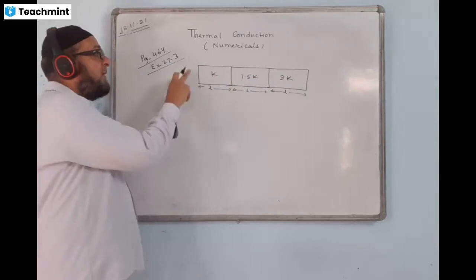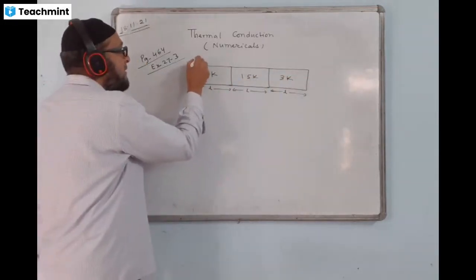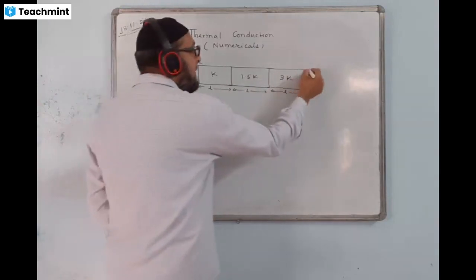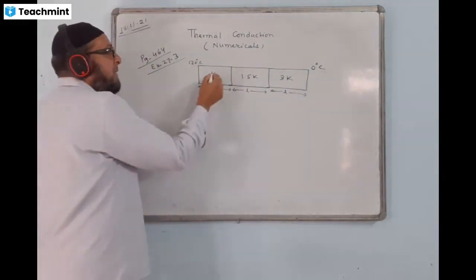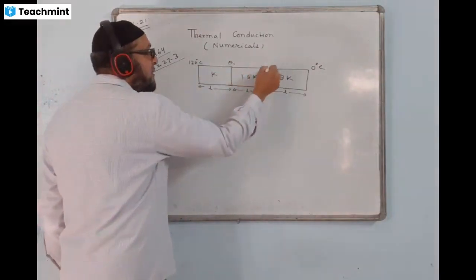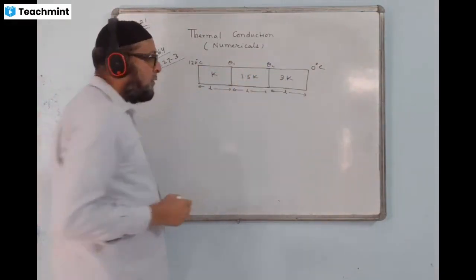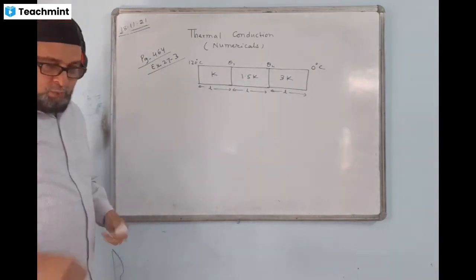Temperature of the two ends, one end is here and one end is here. The hot end temperature is given 120 degrees Celsius. Cold end temperature is given 0 degrees Celsius. You have to find the temperature between these junctions, that is theta 1. Between these two junctions, suppose this is theta 2. You have to find the value of theta 1 and theta 2.